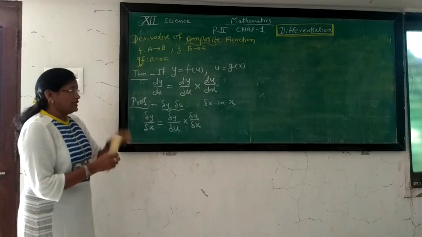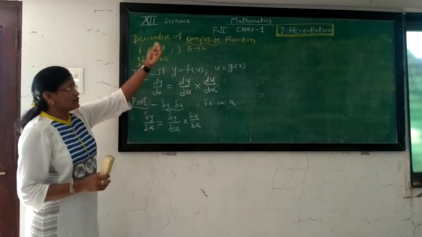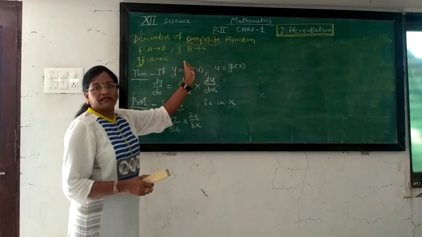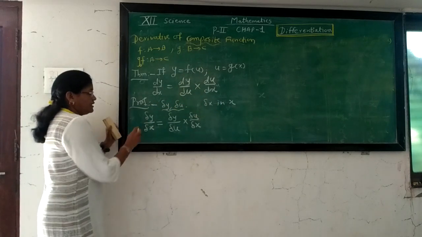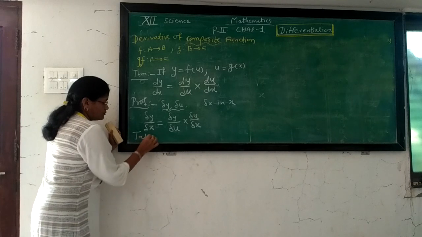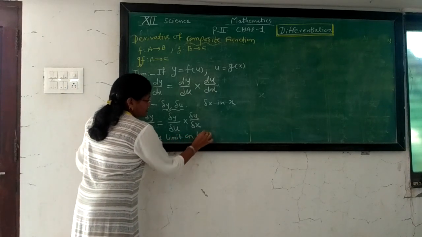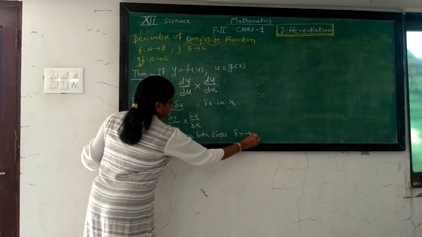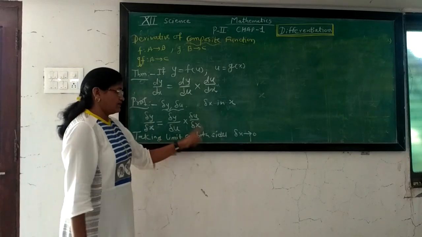So by using Leibniz rule and our first statement, y is a function of u, u is a function of x, and given that the composition of f with g exists, y can be expressed as f composite g. So by using this composition, we can, by Leibniz rule, take the limit on both sides as delta x tends to 0, because y is a differentiable function of x.